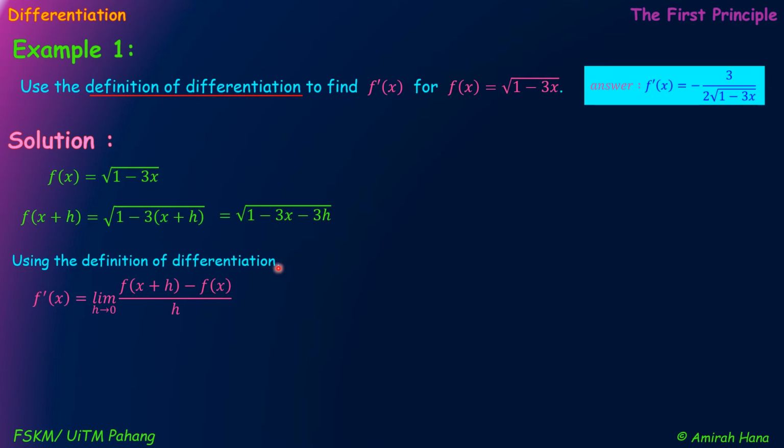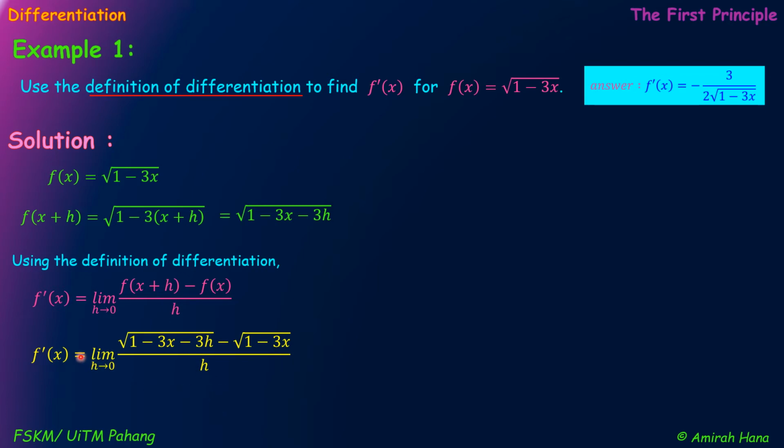After that, we expand this, so we get the square root of 1 minus 3x minus 3h. Then we substitute f(x) and f(x plus h) into the formula. After we substitute, f prime x equals limit h approaches 0, square root of 1 minus 3x minus 3h, and in between is a minus sign, then minus the square root of 1 minus 3x, all over h.